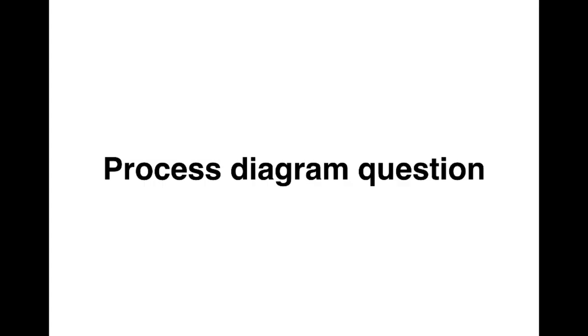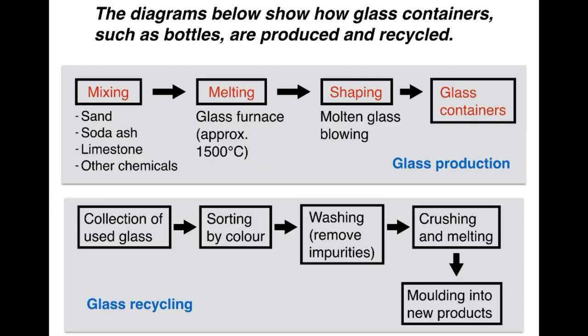Here's the question. Let's look at the question statement at the top first. The diagrams below show how glass containers such as bottles are produced and recycled. You can see 2 grey boxes. We've got glass production with 4 steps in the top box and glass recycling in 5 steps in the bottom box. And our job is to describe those 2 processes.